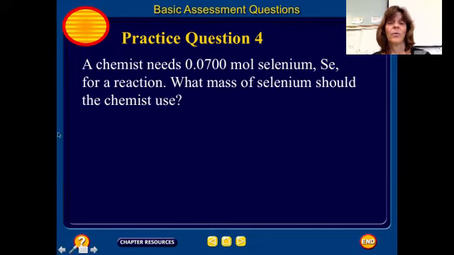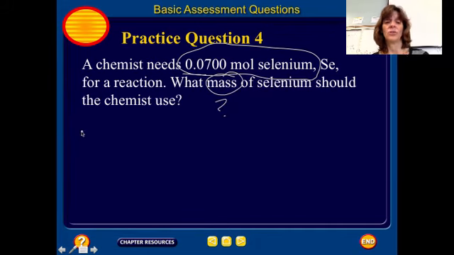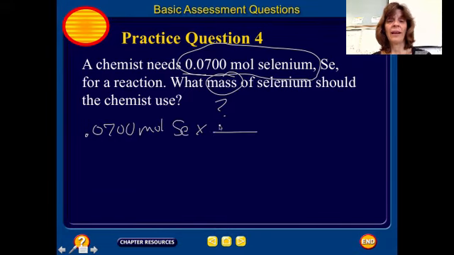Next, we want to have 0.0770 moles of selenium. So what mass of selenium should the chemist use? Start with what we know. And we want to find out how many grams. So grams goes in the numerator, 1 mole goes in the denominator.